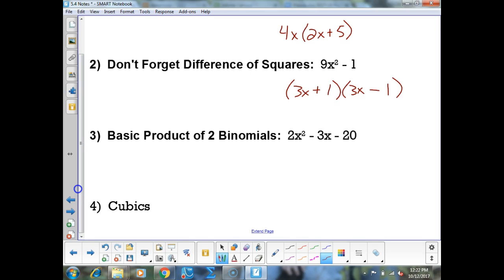Third thing, basic product of two binomials. That's the straight up butt cheeks one. That's where you're just kind of guessing and checking and making sure things work out. So you're going to start with a couple of parentheses. What times what gives me 2x squared? 2x and x. What times what gives me 20? 5 and 4 is one of them. 2 and 10 is another one. 1 and 20 is the last one.